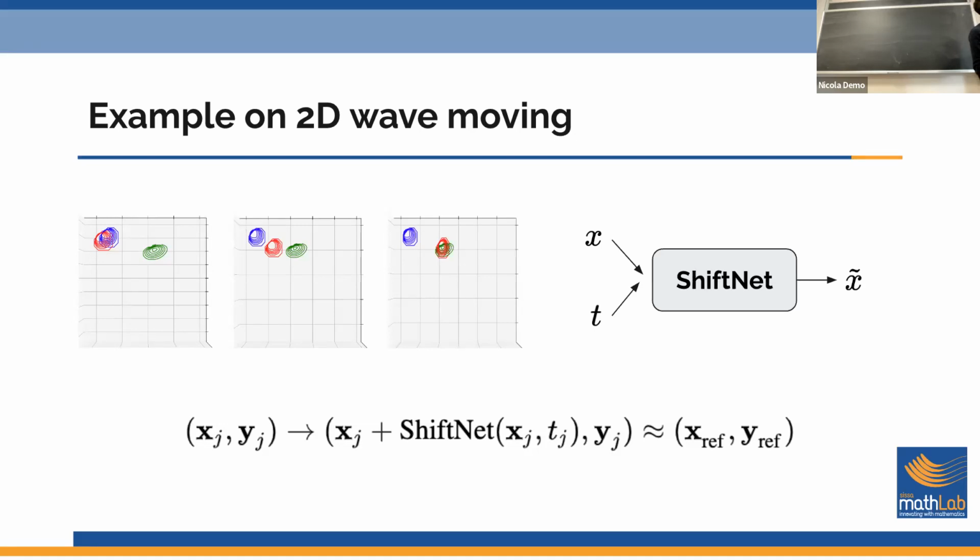You have the spatial coordinates and the field itself, that after the shift becomes something like that. As you can see, the shifting is added to the spatial coordinate, and this is, of course, the result of the net.